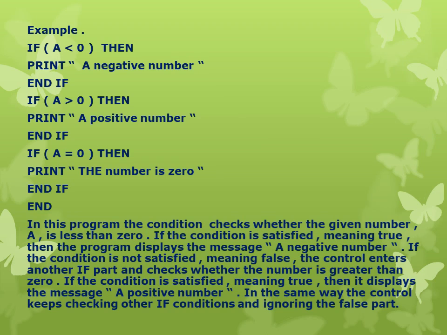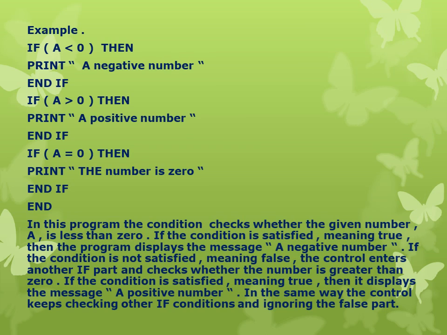Example: If a < 0 then print "a negative number", End If. If a > 0 then print "a positive number", End If. If a = 0 then print "the number is 0", End If. End. In this program, the condition checks whether the given number a is less than 0.